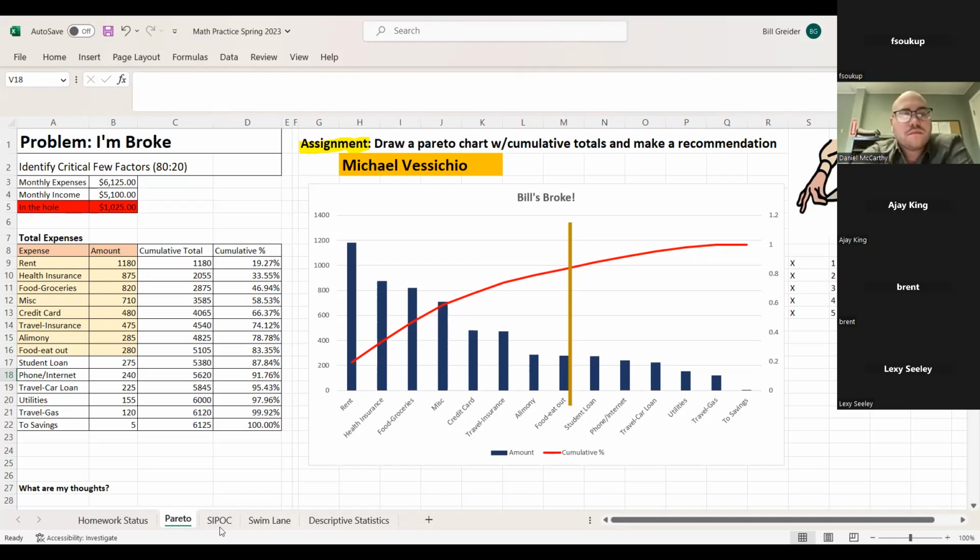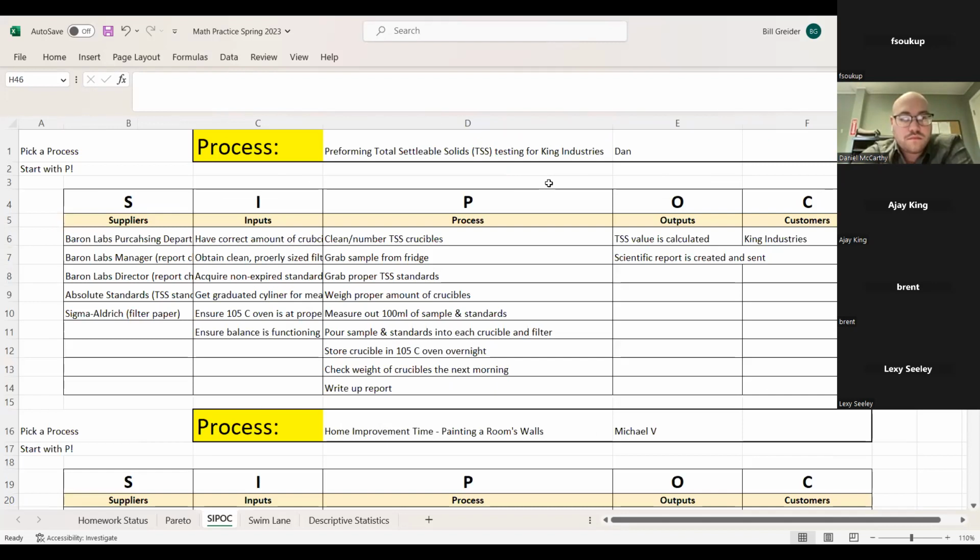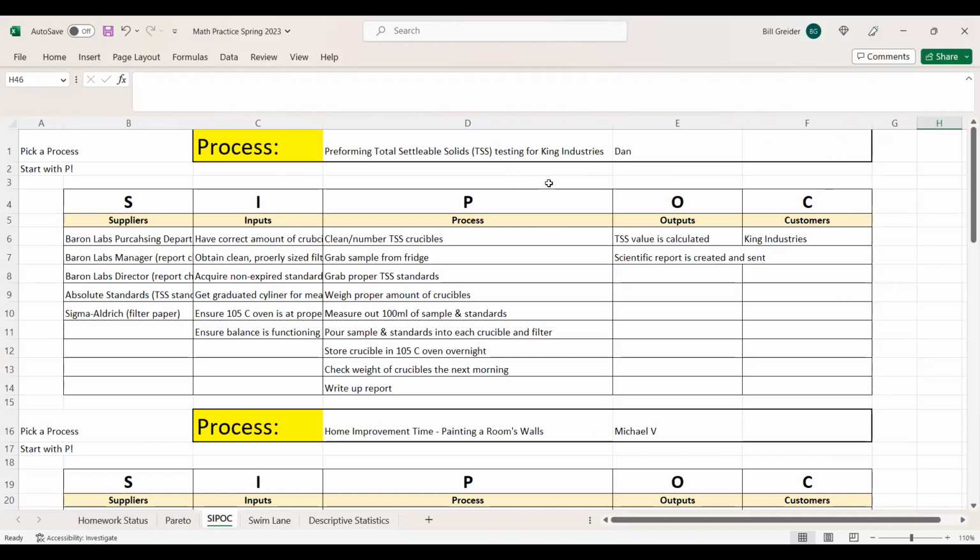So let's go through the homework real quick. I didn't do all of them, usually I pick one or two, but these are pretty good. So I'll start off with Dan. I like this one, Dan, because it's kind of a real world process. I mean, they all are, but this one happens to be at Barron Labs. So you take us through it real quickly.